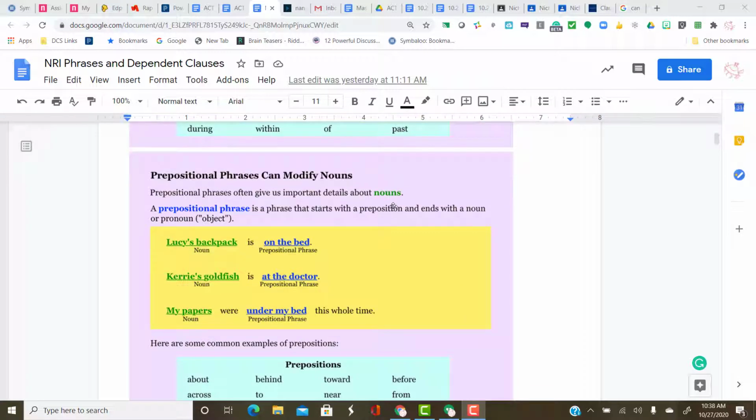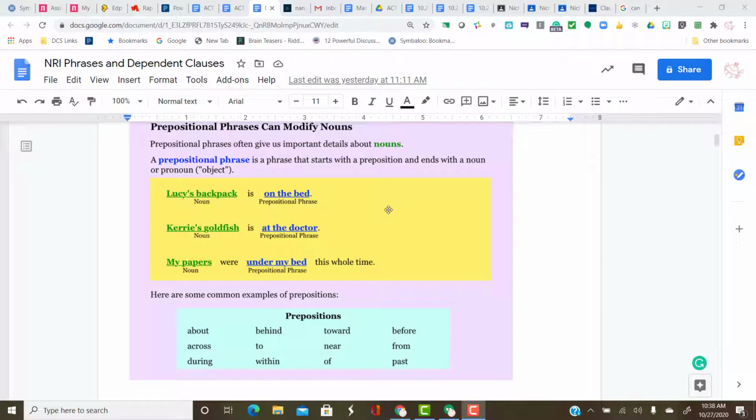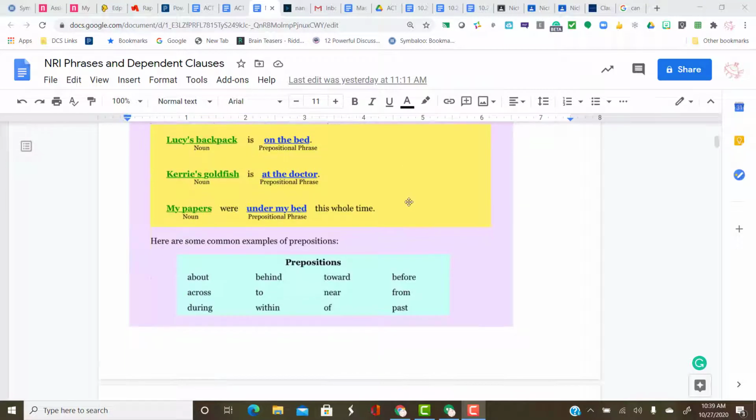All right, prepositional phrases on slide 2 can also modify nouns. Adjectives answer the questions which one, what kind of, and how much or many. Lucy's backpack is on the bed. The backpack, which backpack? The backpack on the bed.